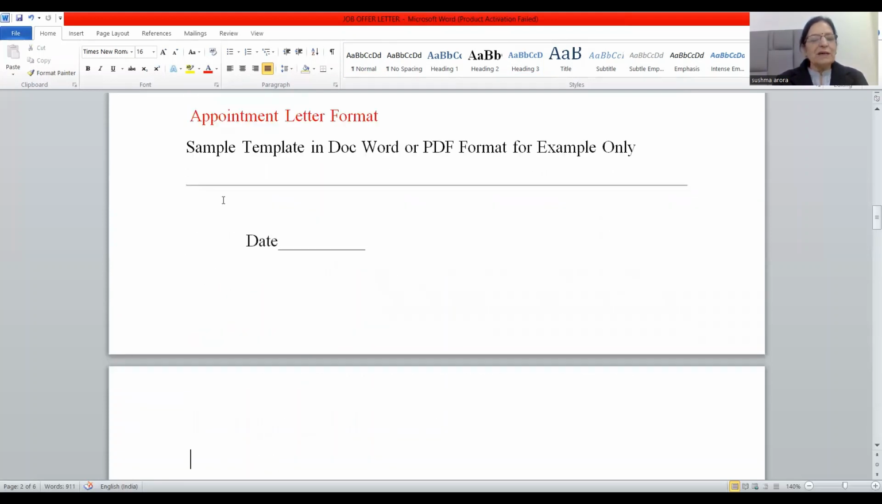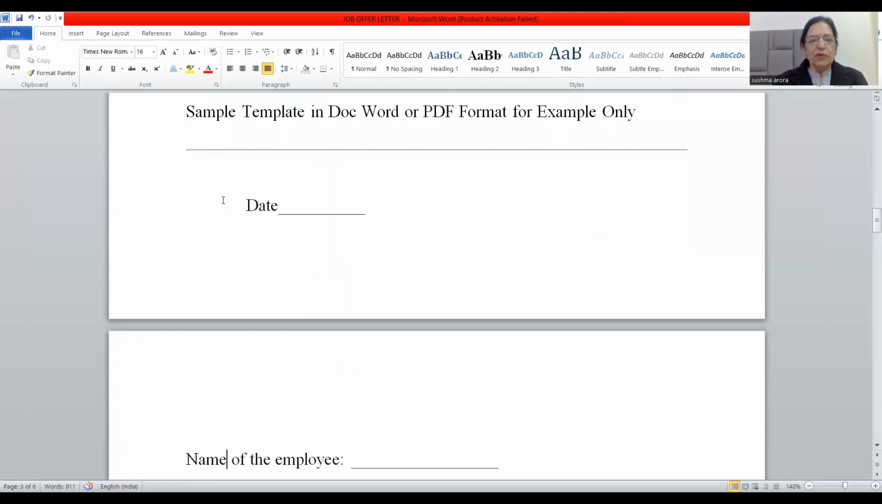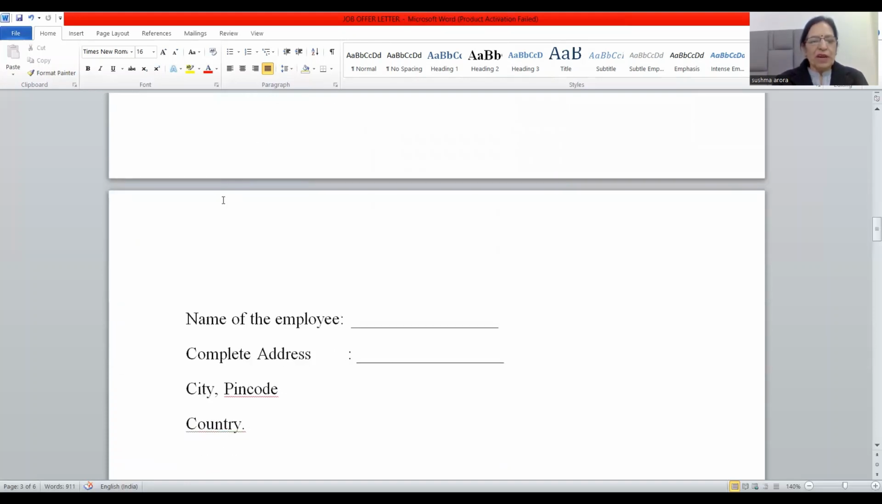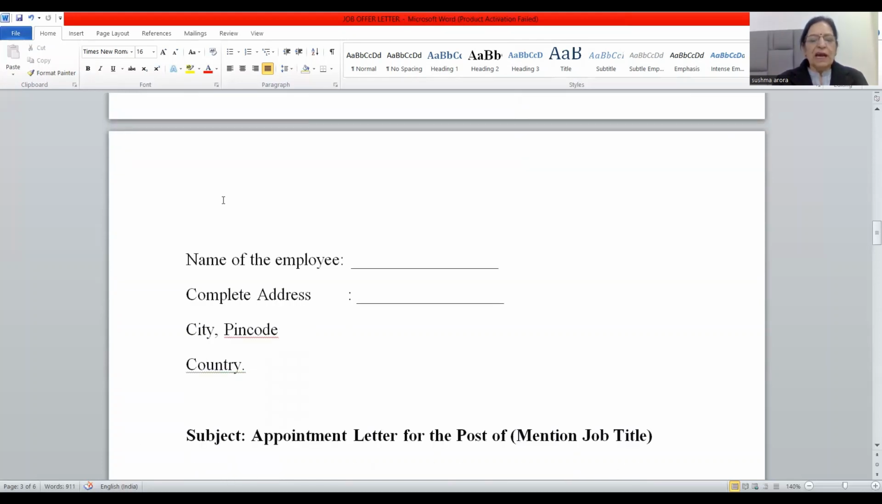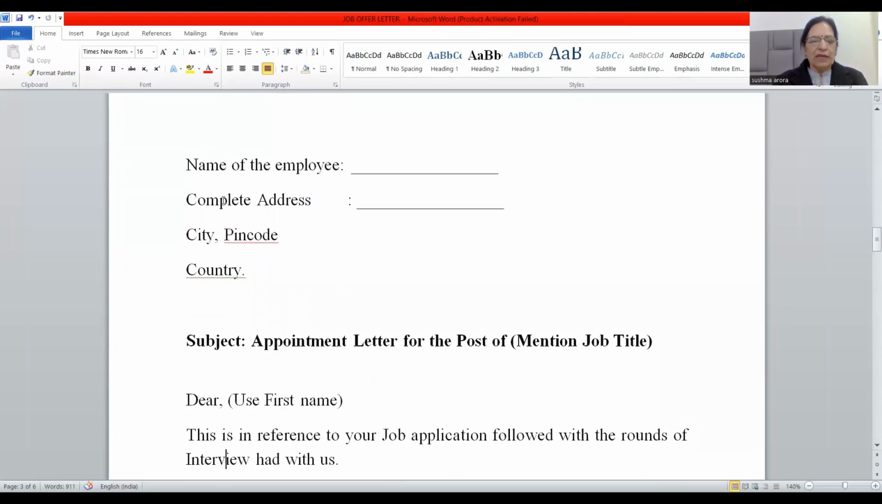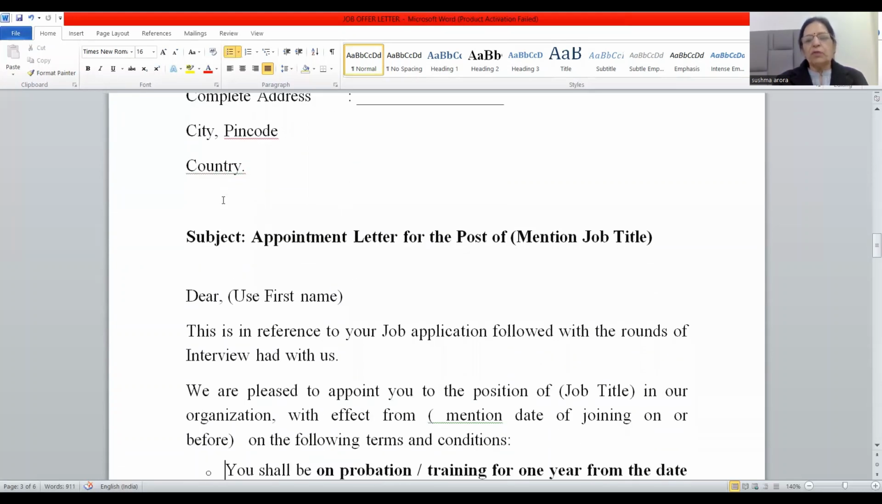So this is the appointment letter format before you. First of all, we have to write the date, the name of the employee, the complete address of the employee, city, pin code number, and country also we have to write. So for appointment letter for the post, we have to mention whether it is an assistant professor post or a junior engineer post. Whatever the post is, we have to mention it here under the subject.